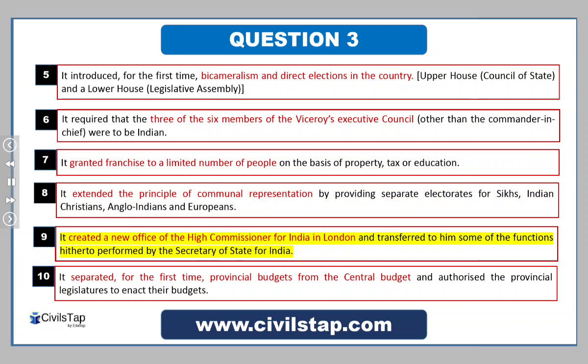8. It created a new office of the High Commissioner for India in London and transferred to him some of the functions hitherto performed by the Secretary of State for India. 9. It separated, for the first time, provincial budgets from the central budget and authorized the provincial legislatures to enact their budgets.